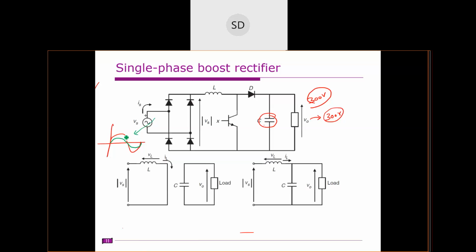Right. So if this red one is the source voltage, the green one must be the source current, right? If you want a unity power factor, this must be the shape. So the same currents, the same thing.